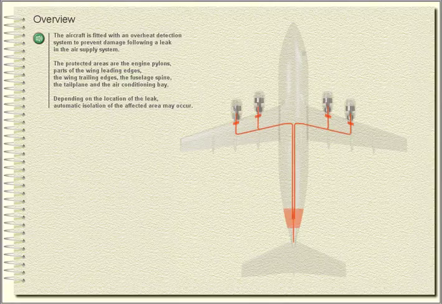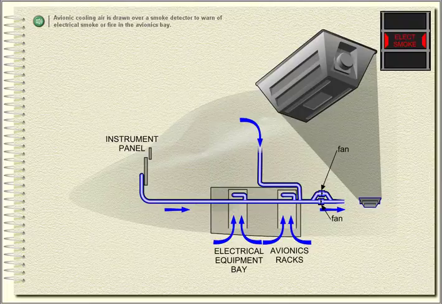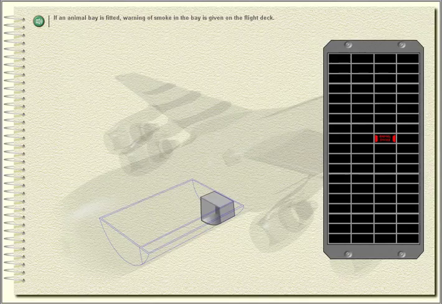Depending on the location of the leak, automatic isolation of the affected area may occur. Avionic cooling air is drawn over a smoke detector to warn of electrical smoke or fire in the avionics bay. If an animal bay is fitted, warning of smoke in the bay is given on the flight deck.